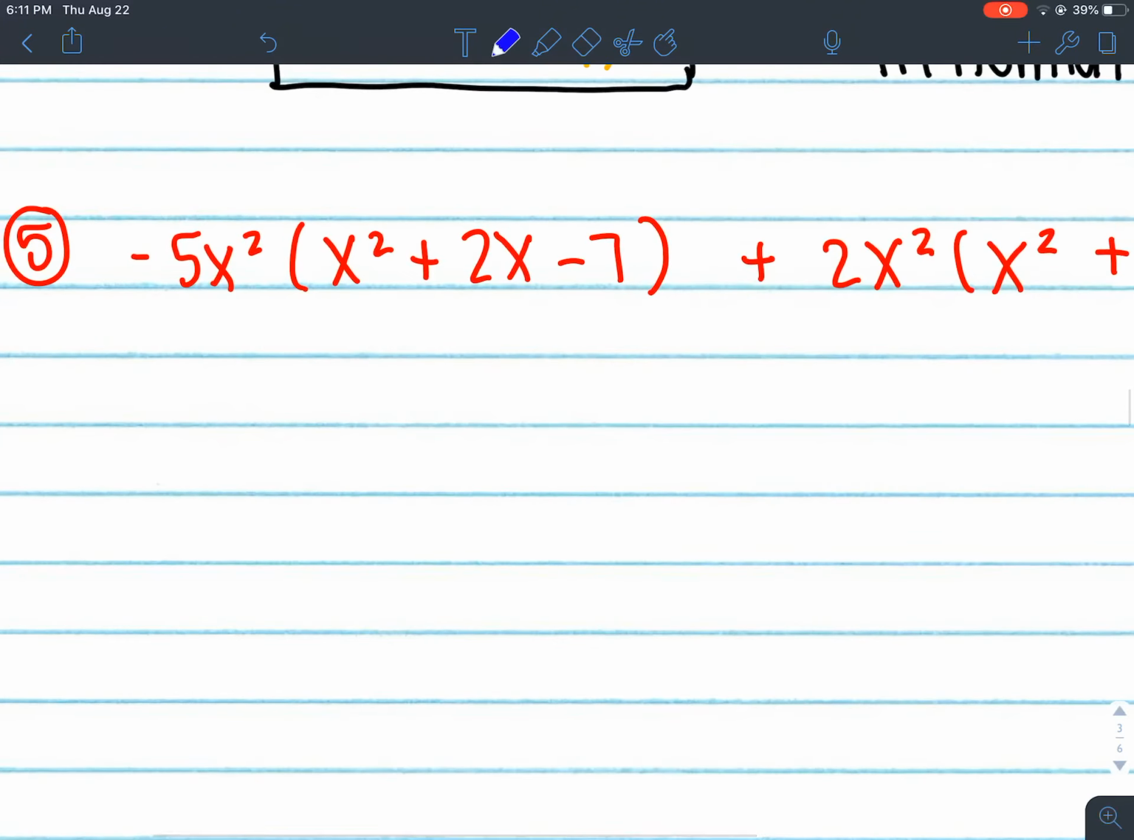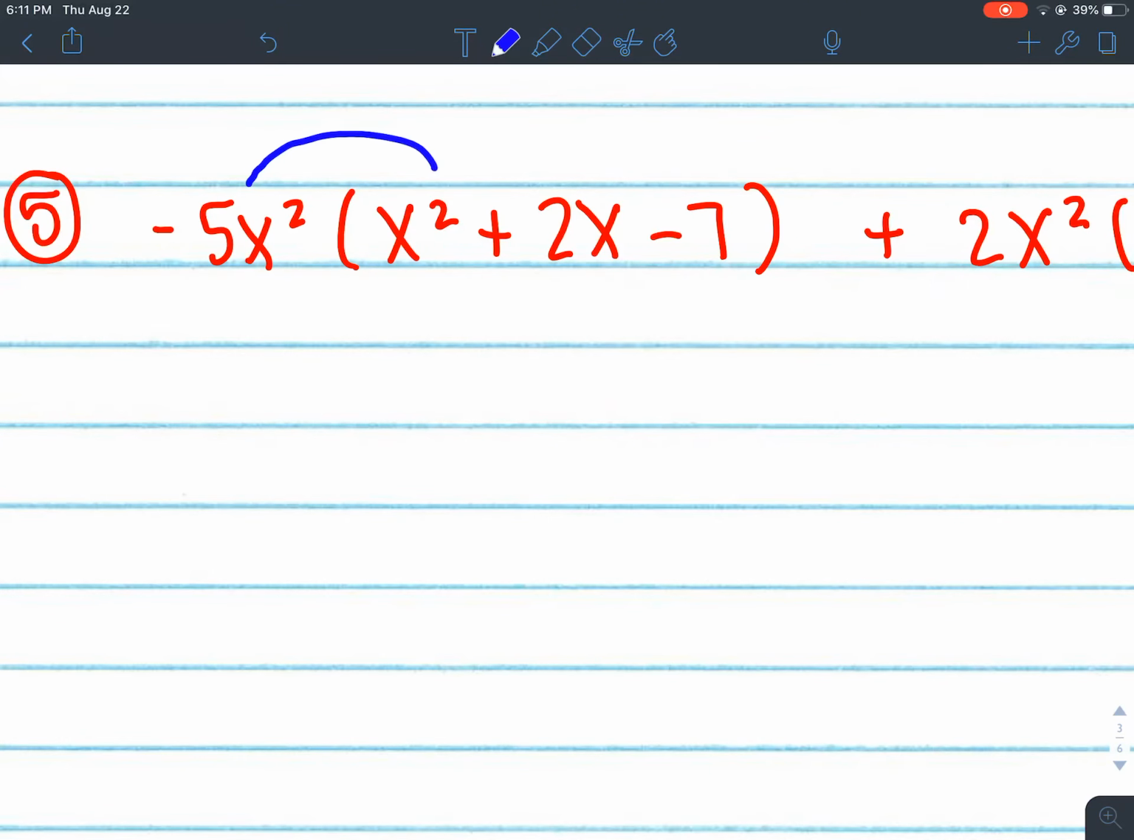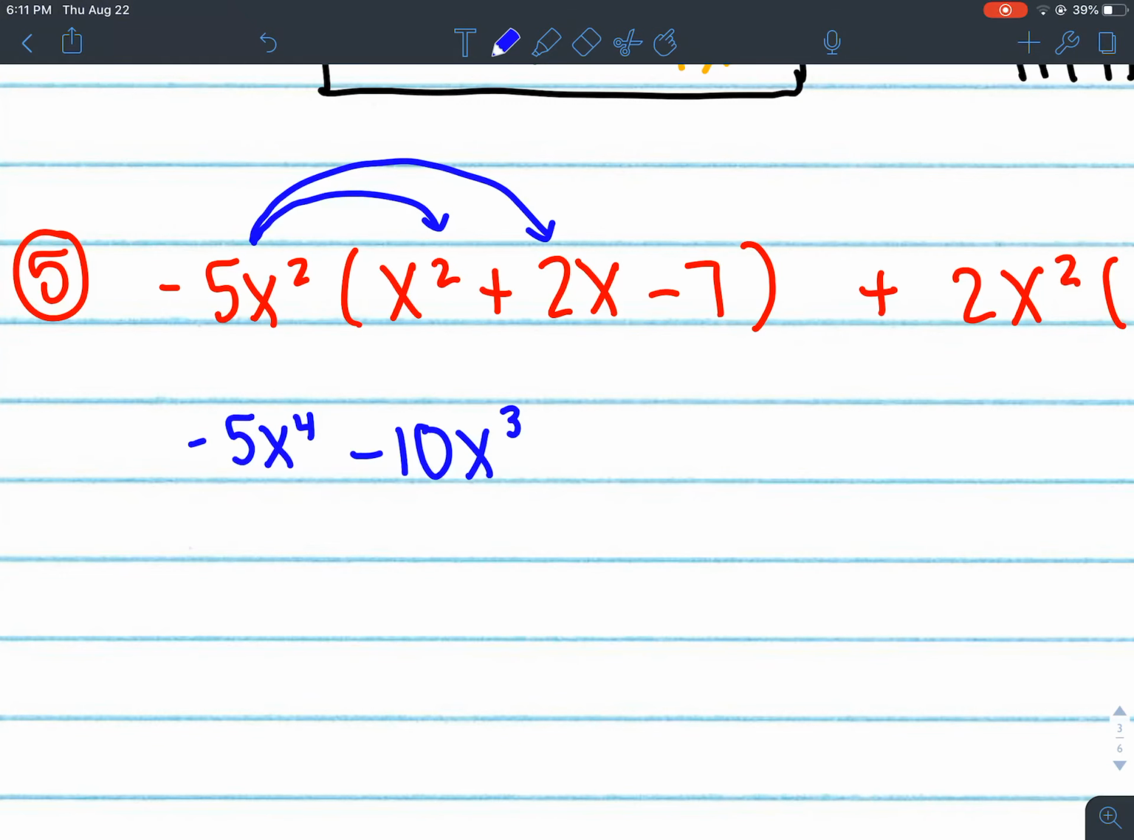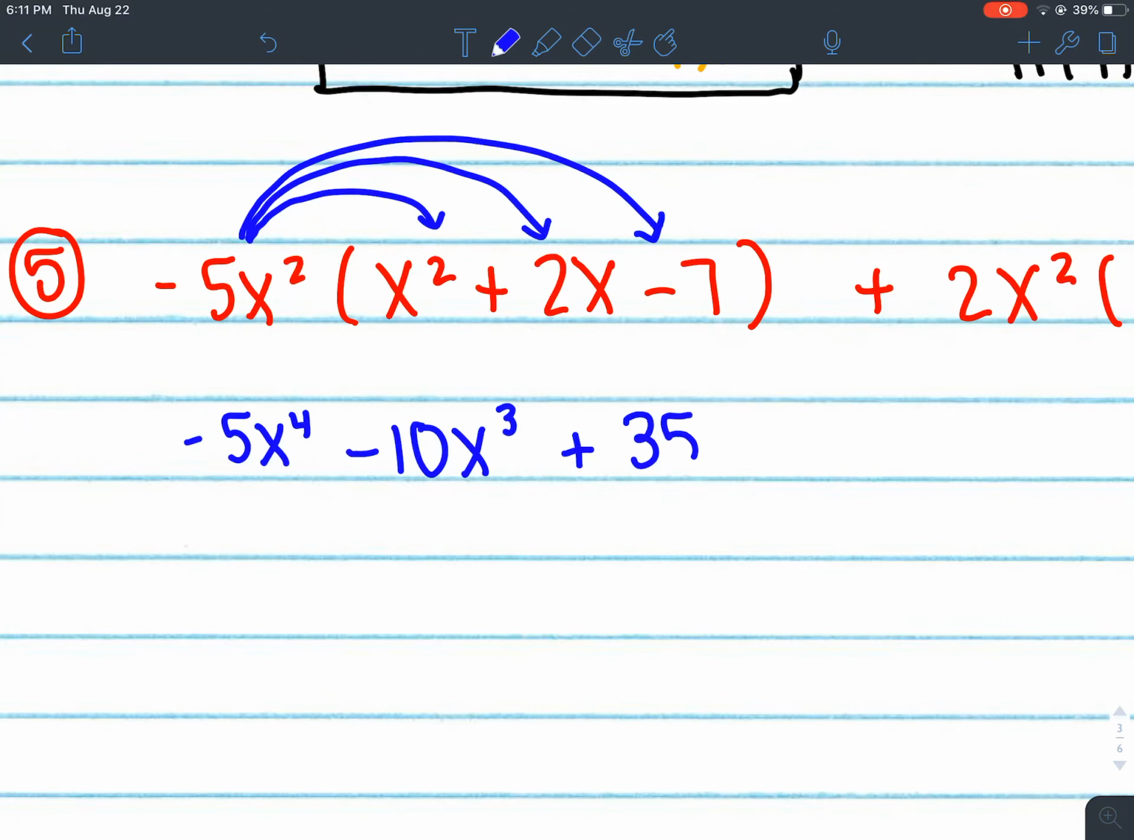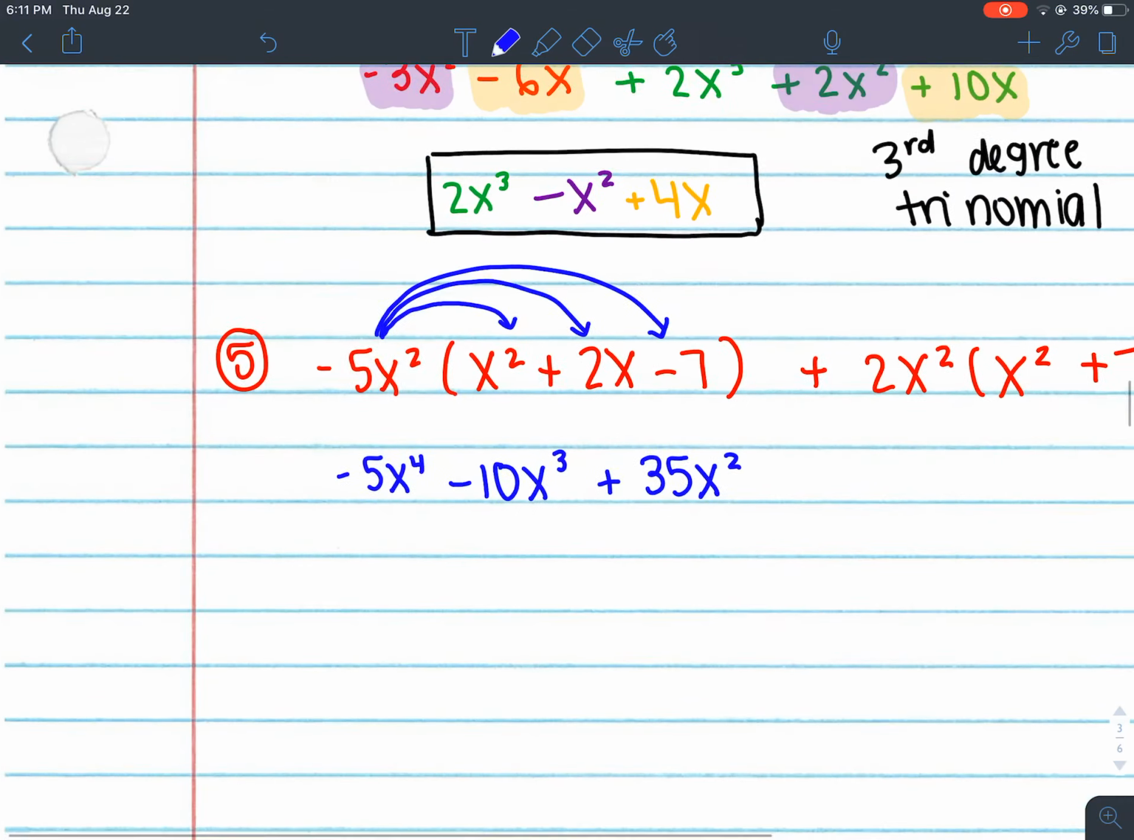All right, again, we're going to have to distribute here. Negative 5x squared times x squared is going to be negative 5x to the 4th, because 2 plus 2 is 4. Negative 5 times 2x is going to be negative 10x cubed, because x squared times x is x cubed, since you have 3 x's being multiplied. And then I have negative 5x squared times negative 7. That's going to be positive 35x squared.